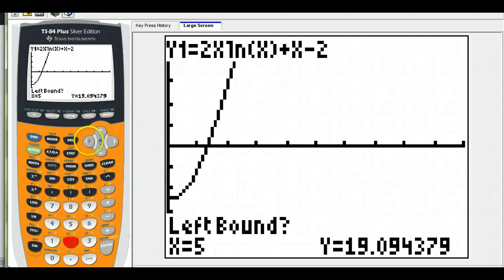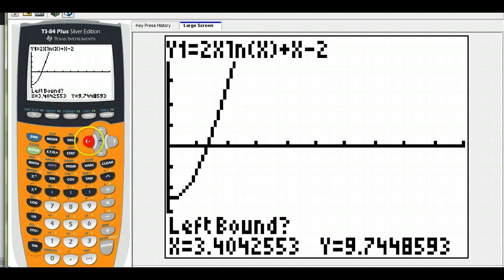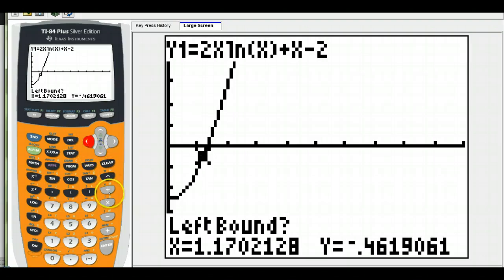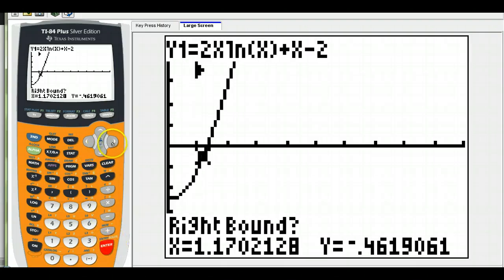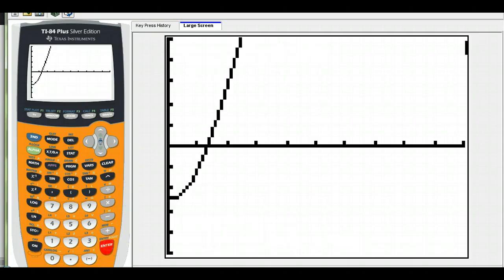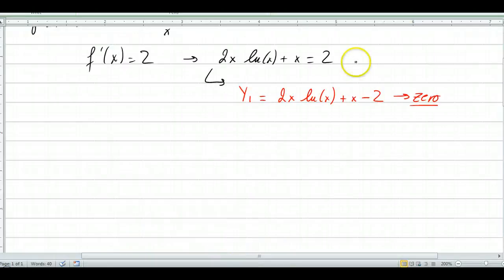Left bound, x equals 5? No, it's got to be way below that. Where am I? x equals 3? No. I'm somewhere here, okay. Right here. Here we go. Enter. Enter. And enter. 1.305, so it's A.